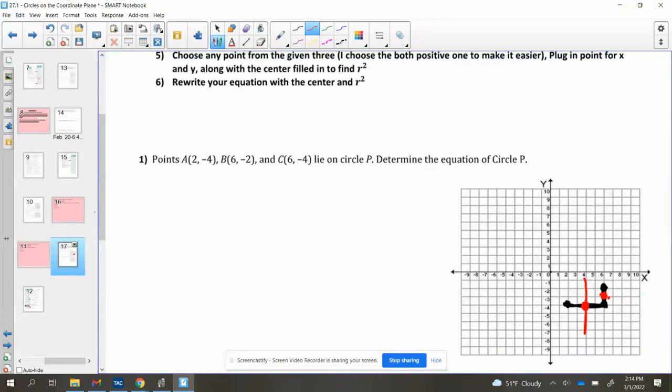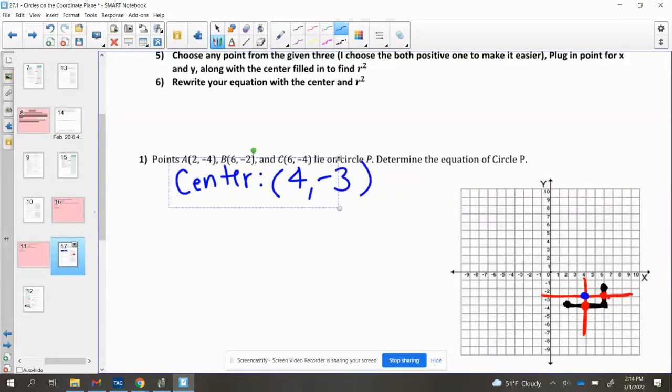Now what we're going to do is draw a vertical line and a horizontal line through those 2 points. Because what happens is at that intersection, this is the center of our circle. So the center of our circle is going to be at (4, -3). Okay, kind of the midpoints of the midpoints where they meet.